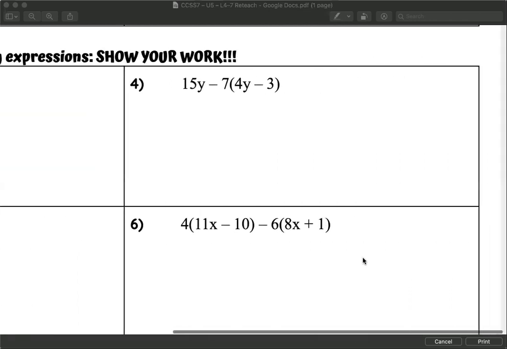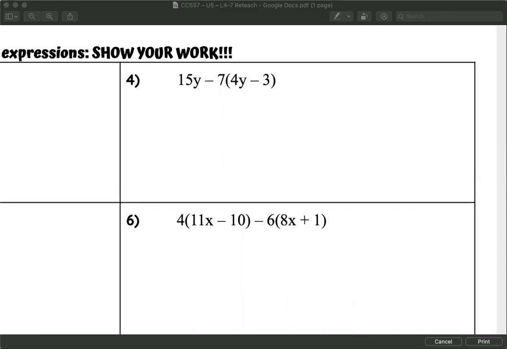Let's look at number 4. First thing that we have to do here is we have to distribute before we can do anything else. When I am distributing, again, I'm being careful. I'm not distributing a positive 7. I'm distributing a negative 7.